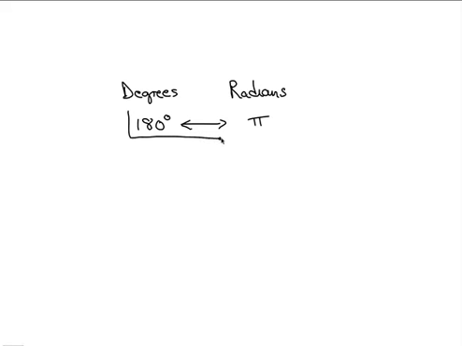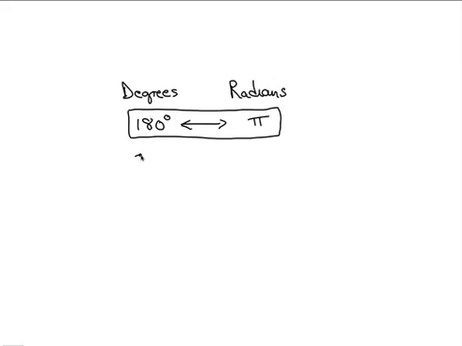Let's review some basic facts. Angles can be measured in degrees or in radians. And the basic equivalence that you should remember is that 180 degrees is the same as pi radians. So let's work from that.